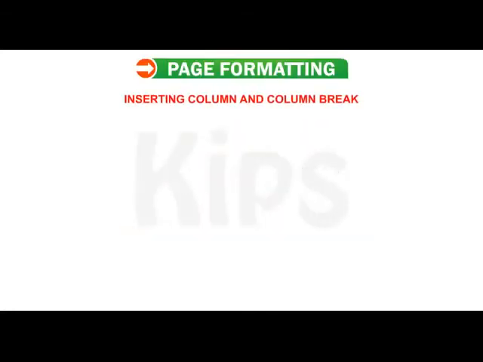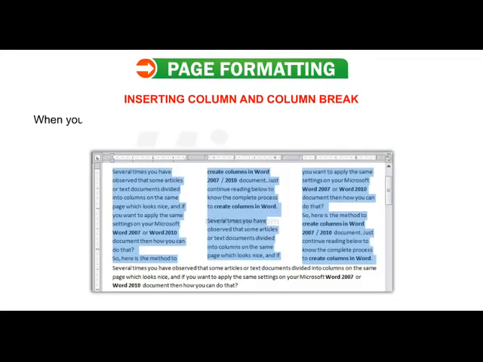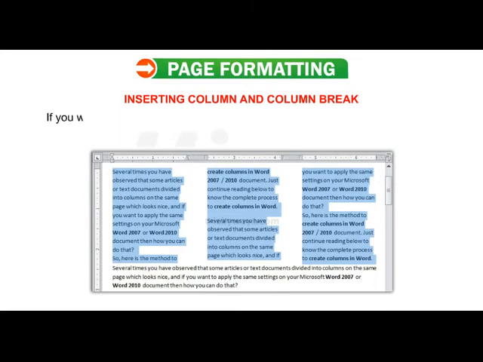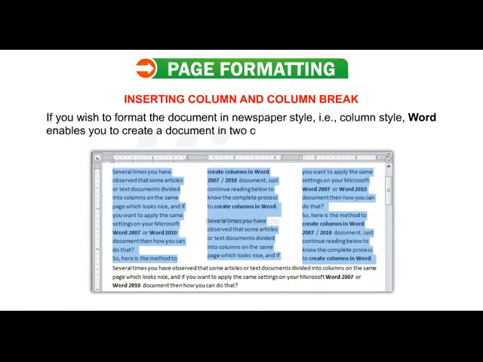The next step is to insert column and column break. When you type in Microsoft Word, by default the text is displayed in a single column style or in a paragraph style. If you wish to format the document in newspaper style, that is column style, Word enables you to create a document in 2 or more columns.